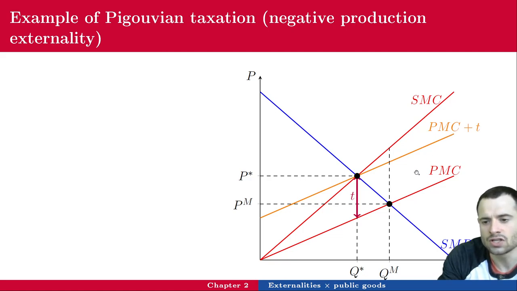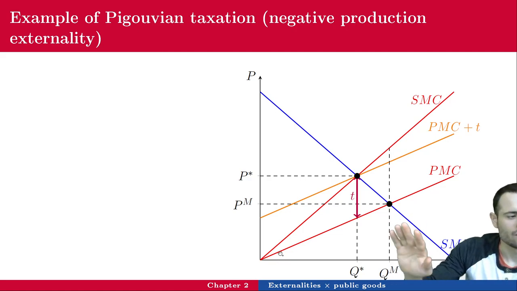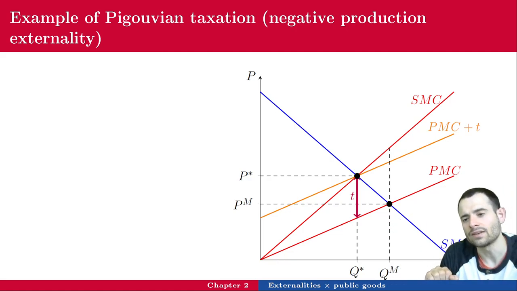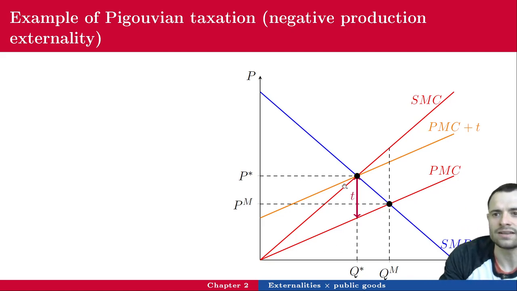Each unit of the good is going to cost now T dollars more to produce, whatever production you are at. So you can see that PMC plus T is parallel to PMC. If you leave the firms do their own thing on the market, now that they have this extra tax to pay when they produce, the new market equilibrium will be where this new supply, this new PMC plus T, equals the demand.